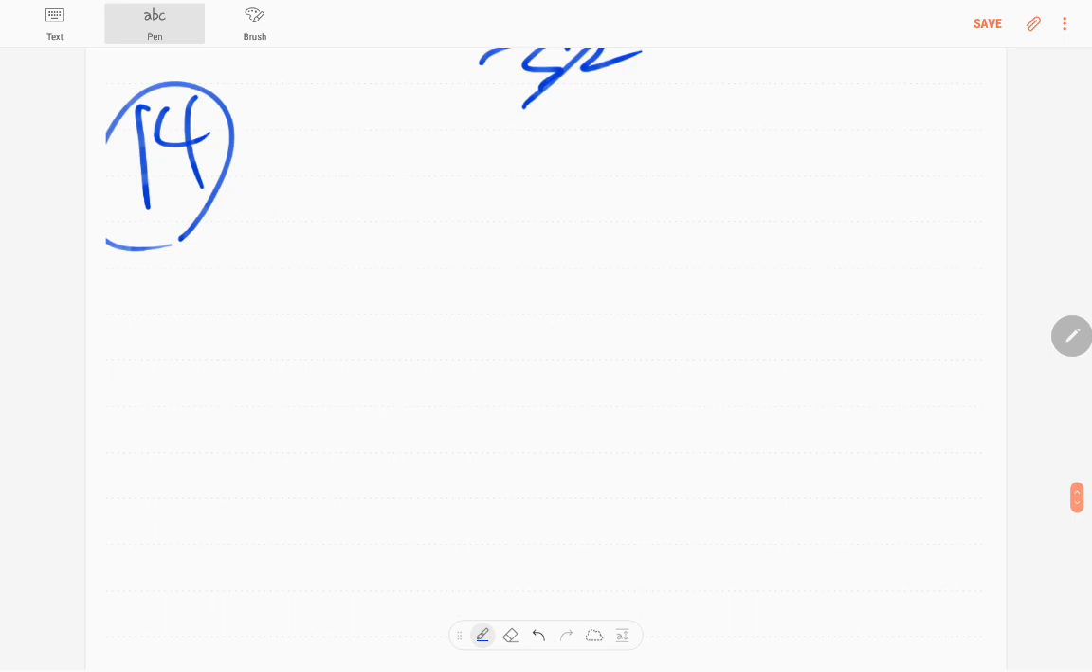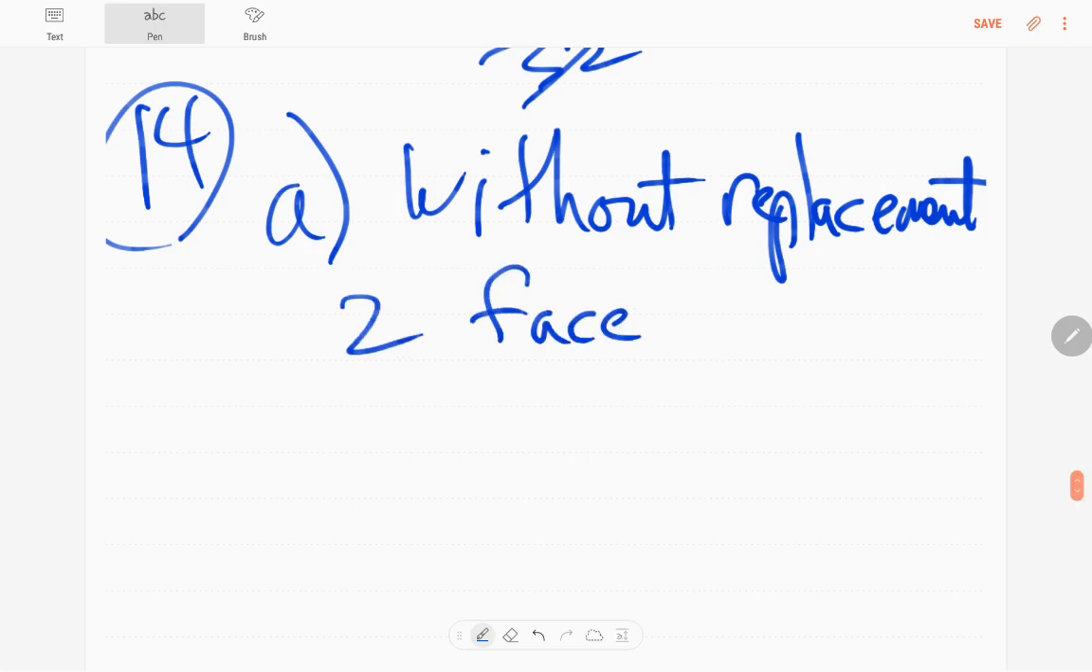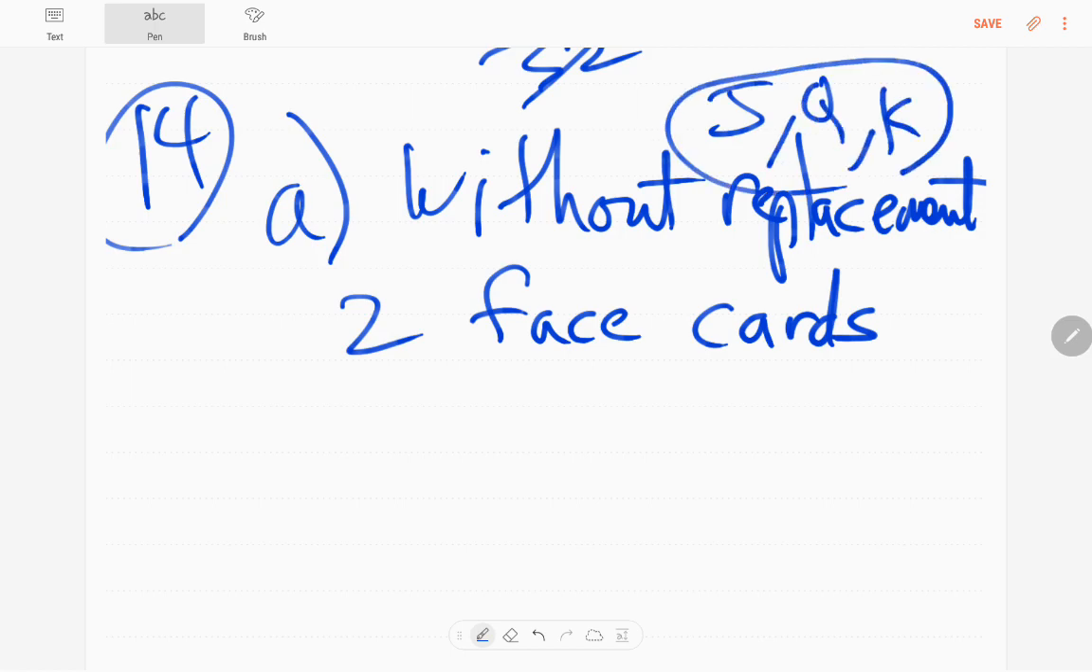Assume that 2 cards are drawn from a standard 52 card deck. Find the following probabilities. First, in part A, assume that the cards are drawn without replacement. So we'll make a note of that. Find the probability of drawing 2 face cards. And remember, the face cards are Jack, Queen, King. We don't assume 10 is, just Jack, Queen, King.